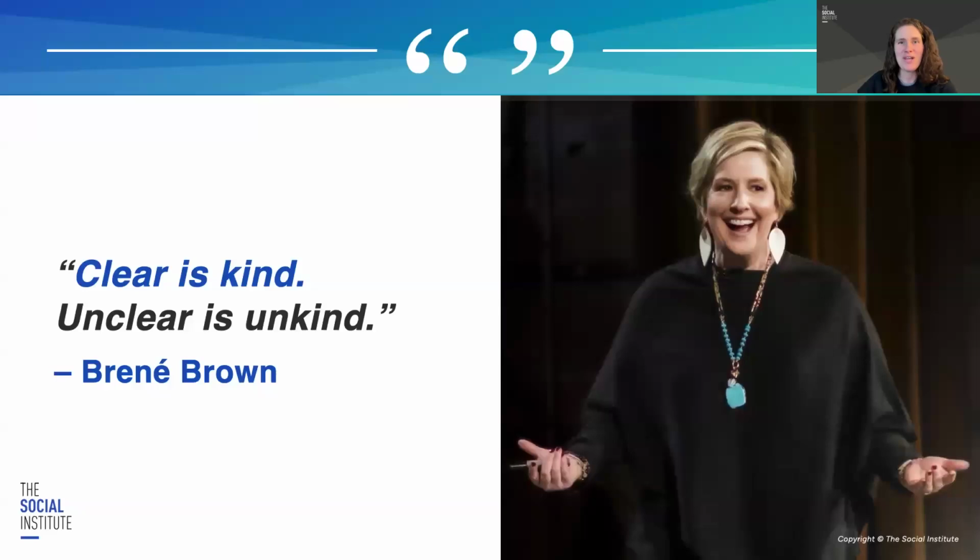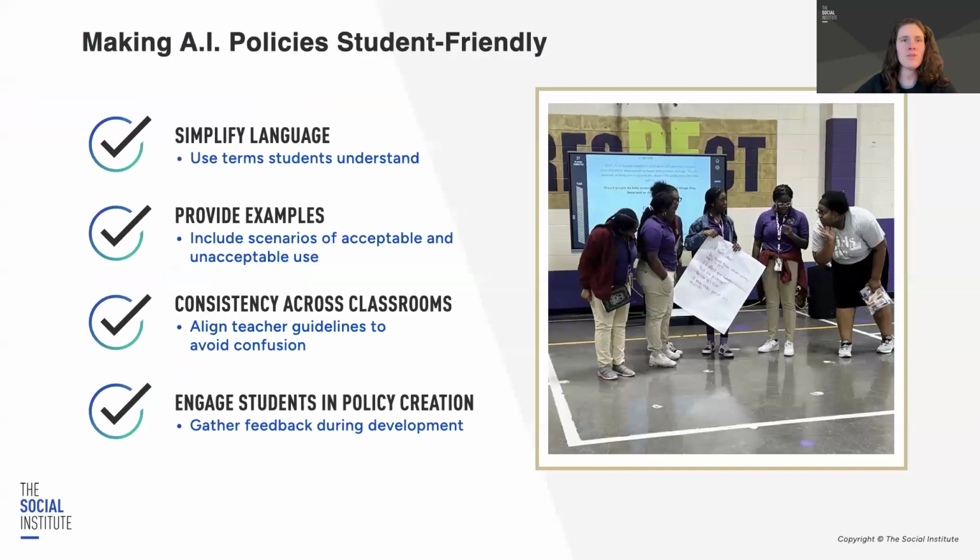So I'm going to put this quote up here. This is something that we say here at the Social Institute all the time, clear is kind, right? And so the more clear we can be about these policies, the more we're going to avoid those headlines that we saw, and we're going to avoid chasing down those disciplinary issues. We also want to think about making our AI policies student friendly, simplifying language. We talked about some of the things that make things unclear. If this feels like it's written for adults and not your students, simplifying the language to use terms students understand.